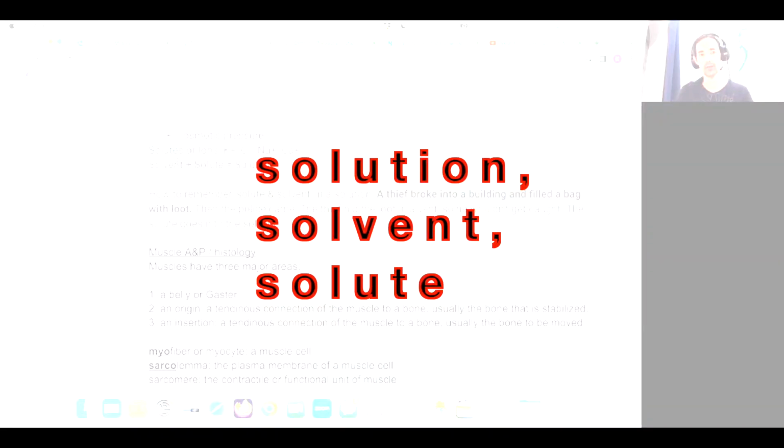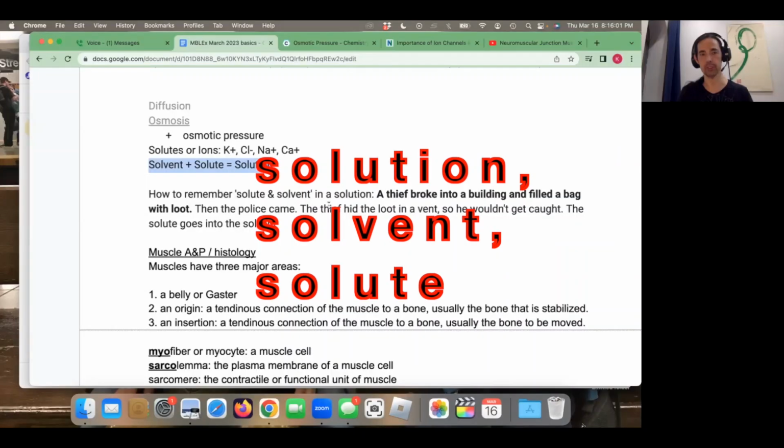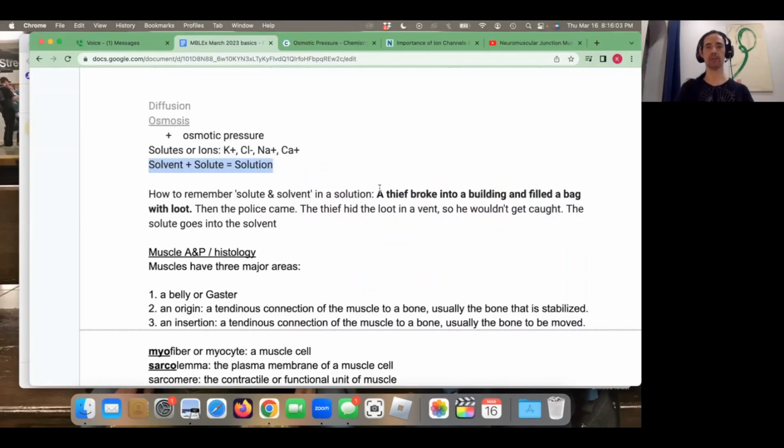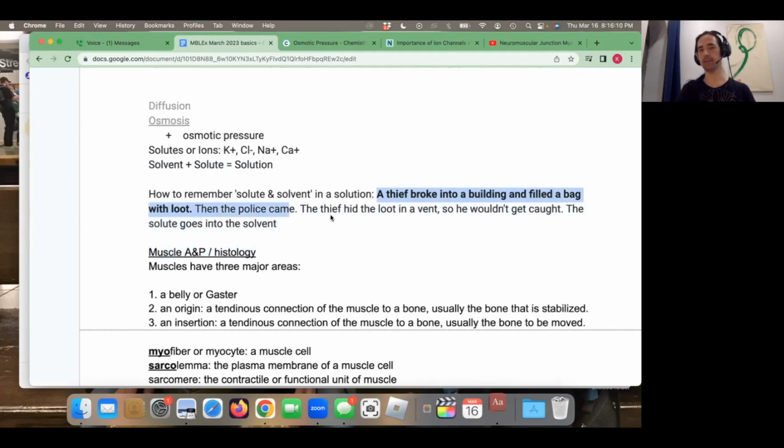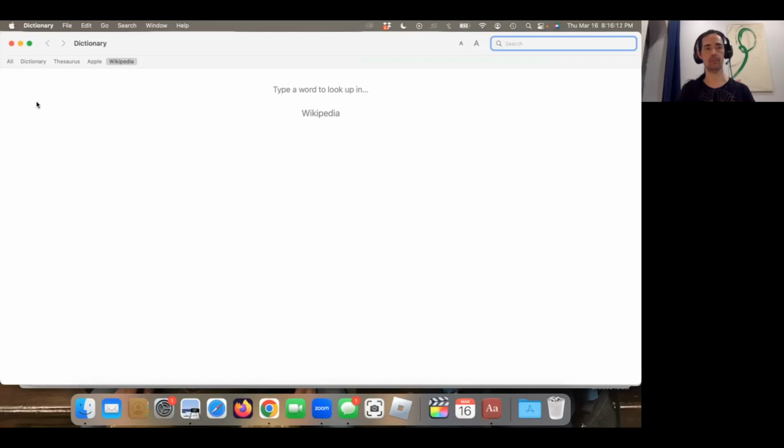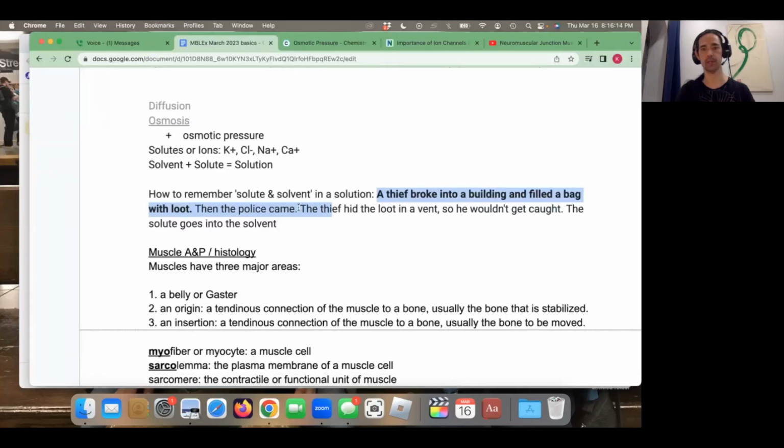Recall our terms, right? A solvent plus a solute equals a solution. So a good way to remember this is a thief broke into a building and filled a bag with loot. The police came. The thief hid the loot in a vent so he wouldn't get caught. The solute goes into the solvent, and together they make a solution.